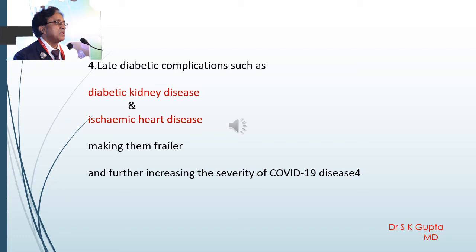Also, the late complications of diabetes, such as chronic kidney disease and ischemic heart disease, lead to multiple comorbidities and make these patients much more frail, thereby increasing the severity of COVID-19 disease.